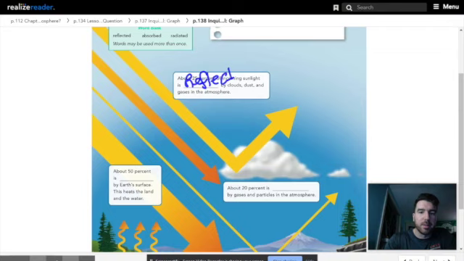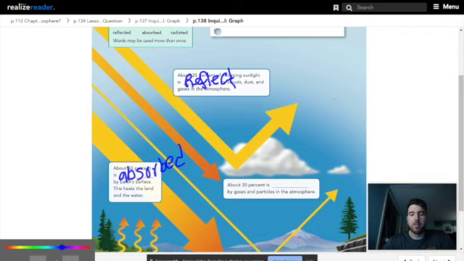Let me fix my T here. Next, moving down, about 50% is blank by the Earth's surface. This heats the land and water. So decide whether we think it's reflected, absorbed, or radiated. All right, if you said about 50% is absorbed by the Earth's surface, this heats the land and water, you are correct. So about 50% is absorbed by the Earth's surface.